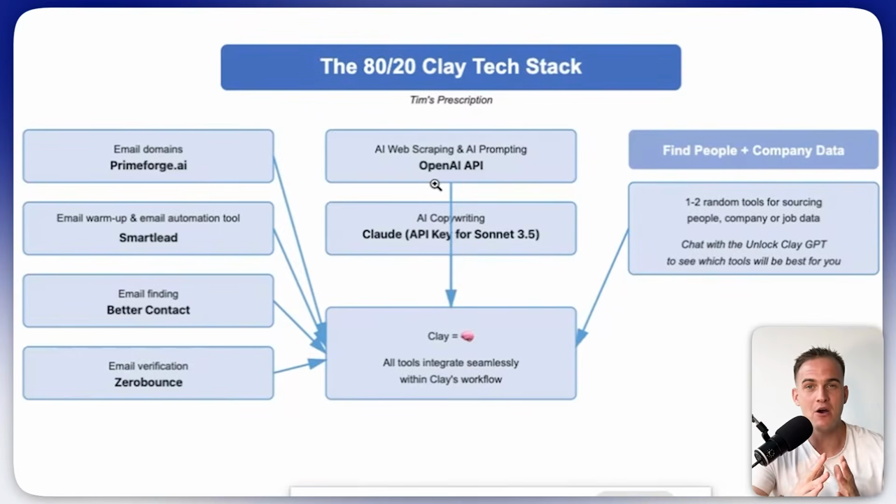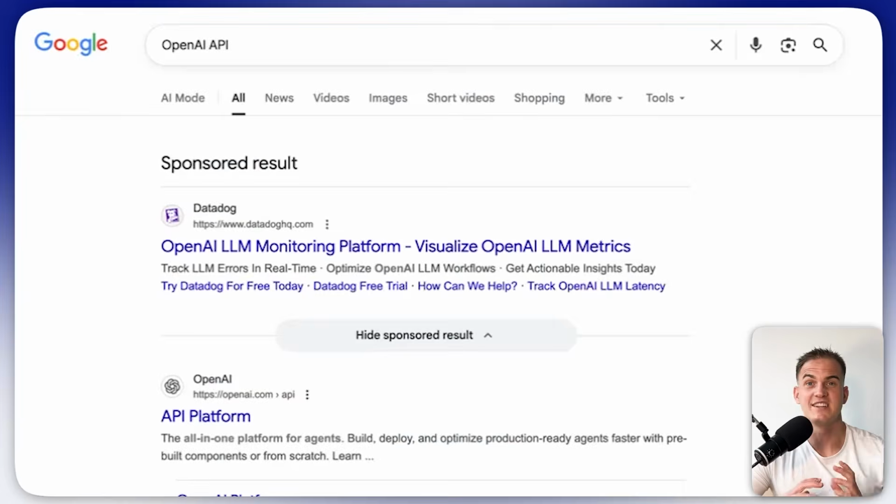Now, as you become a power user of Clay.com, you will realize that you're spending 80% of your Clay credits on OpenAI and ChatGPT, because simply put, you're using AI to automate what you would have done manually otherwise. This is when I recommend you go out there and get the OpenAI API key. It's super simple. All you need to do is go into Google, type in OpenAI API, and then over here you'll see the API platform.